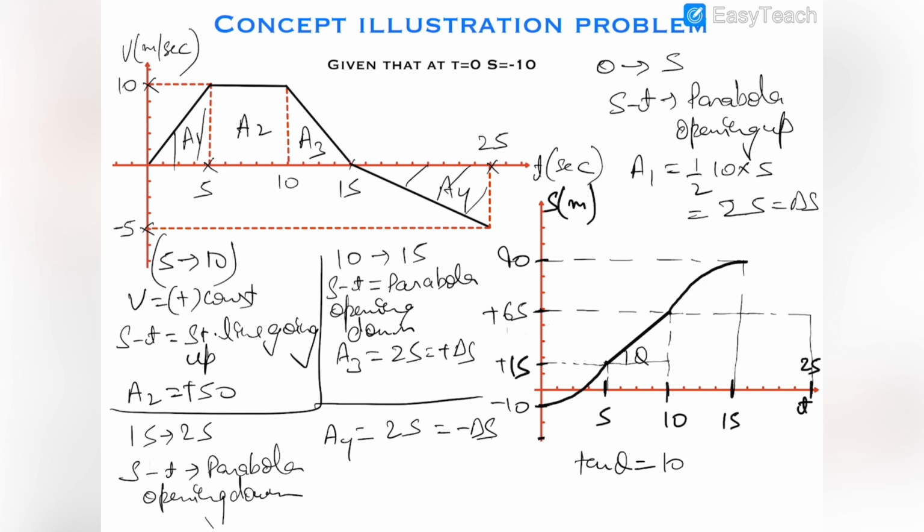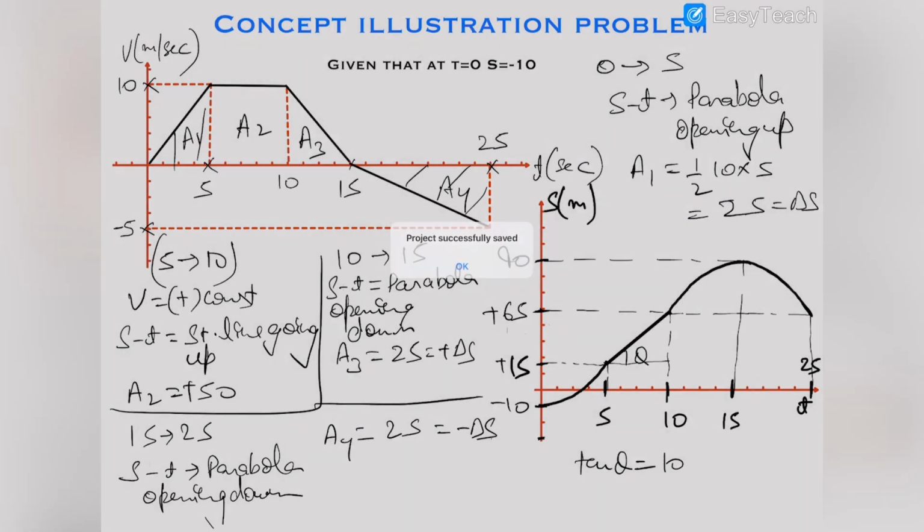Now this graph has to come down, therefore this parabola will move down. In this interval 15 to 25, the velocity is 0 at t is equal to 15. Therefore this parabola would have its base at t is equal to 15. So this parabola would share a common base with this one, and it would move down like that. Okay, so this is the VT, this is the displacement time graph.